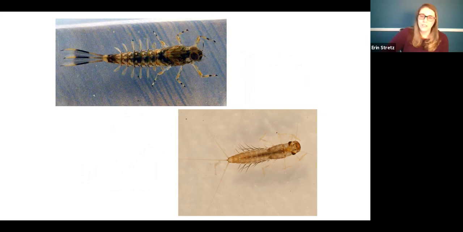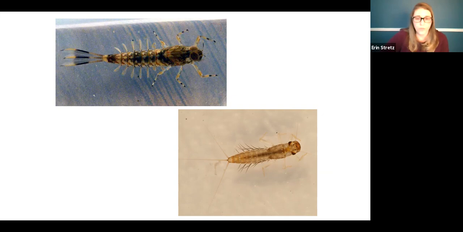Here we're looking at the differences in the tails and the gills as well. Both of these organisms have three tails. You can see in the top image, the tails are more feathery, so they're more obvious to the eye. The bottom image, they're very, very thin, very long, and spread apart. These both also have gills along the abdomen. On the top, they're a little bit more rounded. On the bottom, we have a mayfly that has more forked gills, so they will stick out and then fork. But in both of these cases, if we were looking at these organisms alive and moving around, we would see those gills in action.